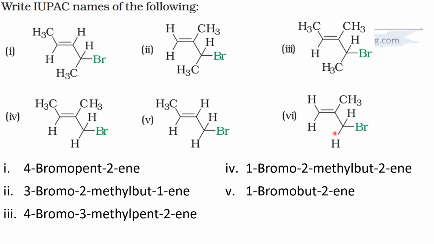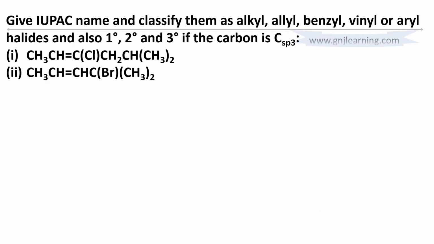Now the last one. Again numbering, I have to start from here, isn't it? Because the double bond is on the first carbon here, and bromine is on the third carbon. So it is 3-bromo-2-methylprop-1-ene. So let us see. You can write it prop-1-ene or propene. 3-bromo-2-methylprop-1-ene. Clear? Now let us look into a few more examples in which they have asked for a few more pieces of information.